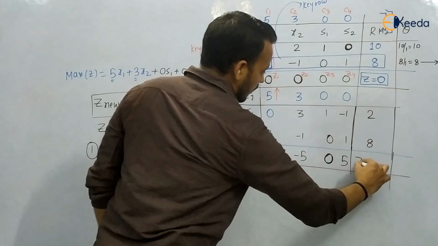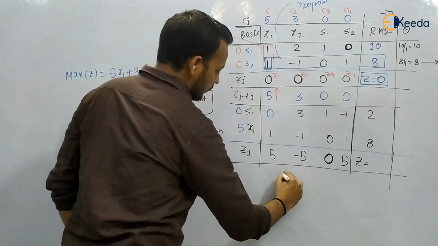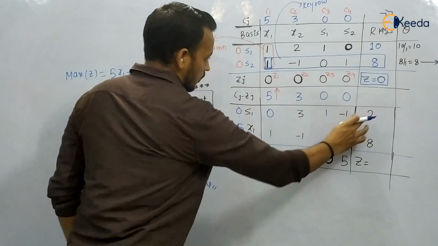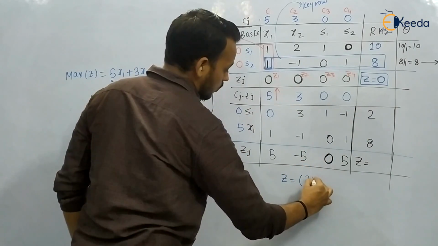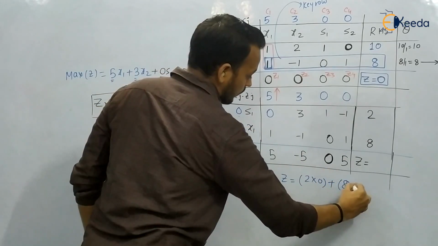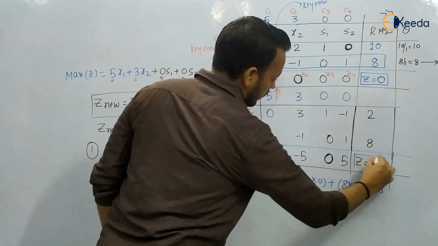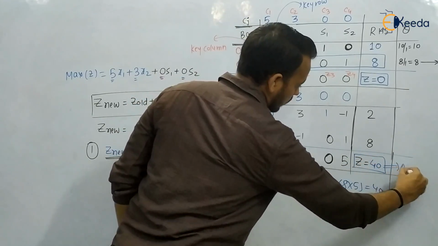And here you can calculate the value of z. How? We can write like this only. 2 into 0 plus 8 into 5. 8 into 5, we are going to get 40. Okay, so this is your answer.